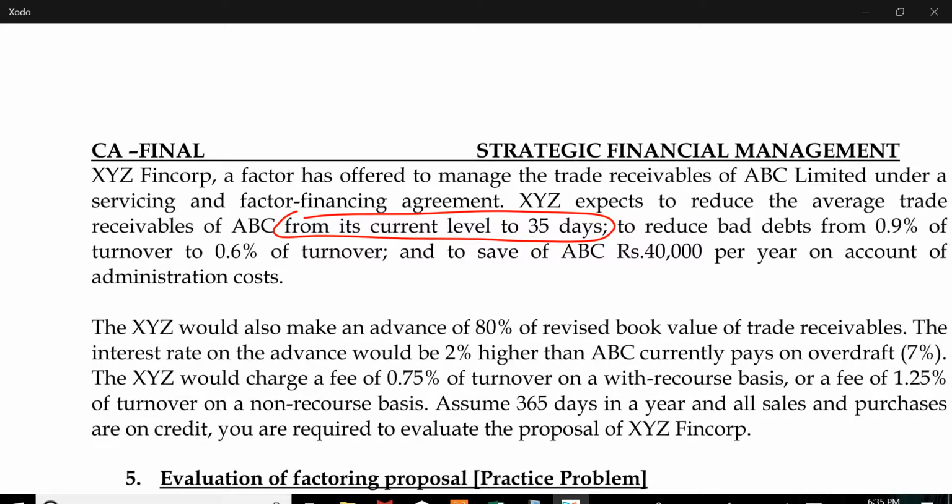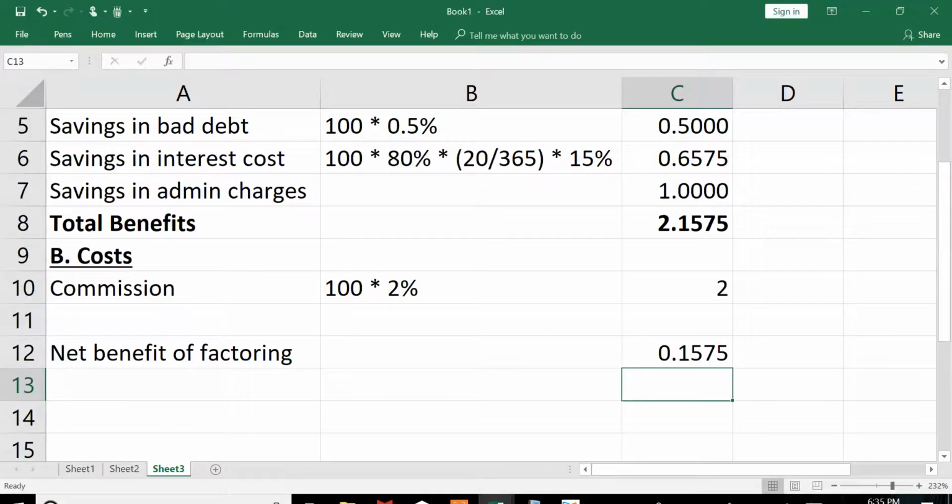Otherwise, he will charge 1.25%. He is going to say, I will charge a higher rate and take up the risk of bad debt. You want me to take the risk of bad debt? I can take it, but then I'll charge you 1.25%. You are required to calculate or evaluate the proposal of XYZ FinCorp. Clear? Now let's first calculate how much is the reduction in receivables which is going to come in. Working note 1. We'll do this problem in thousands.